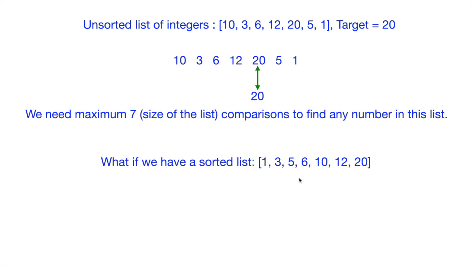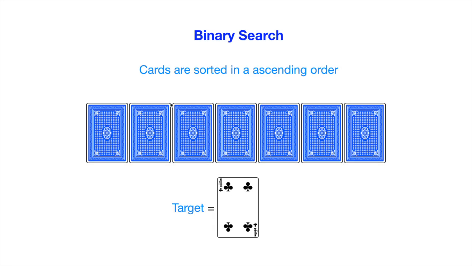So now let's look at a sorted list instead. Can we get a better solution if we have a sorted list? We can always use linear search in a sorted list as well. But we can also have a better algorithm which will be faster, called binary search. Now let's look at binary search.